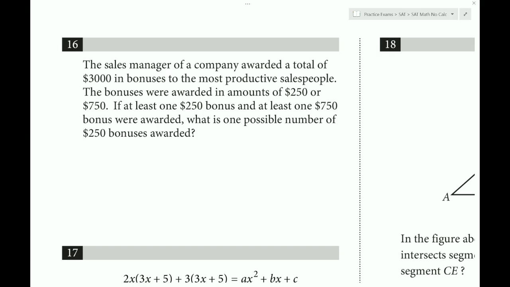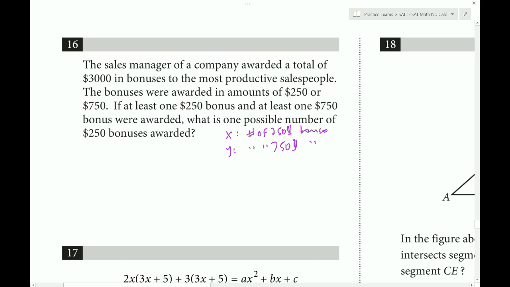So we're on question 16. The sales manager of a company awarded a total of $3,000 in bonuses to the most productive salespeople. The bonuses were awarded in amounts of $250 or $750. So perhaps we'll let X represent the number of $250 bonuses, and then Y represent the number of $750 bonuses.